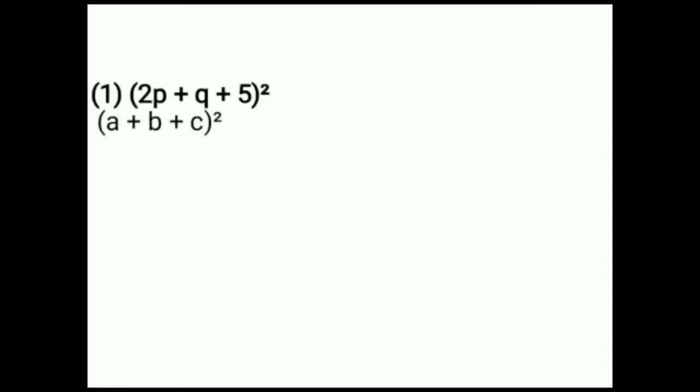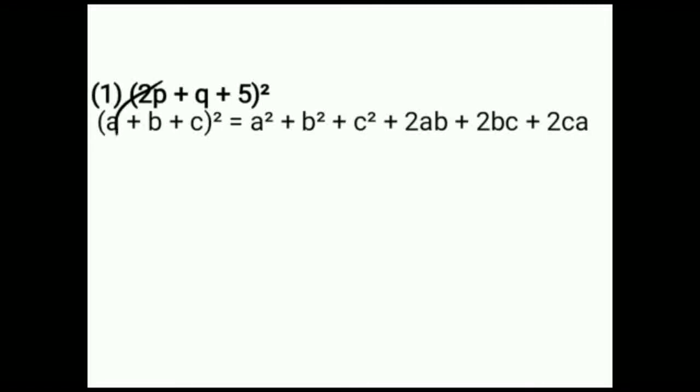(a plus b plus c) the whole square is equal to a square plus b square plus c square plus 2ab plus 2bc plus 2ca. 2p is in a place, q is in b place, 5p is in c place. You have to write this question again and expand it in this form, if the question is in (a plus b plus c) the whole square form.